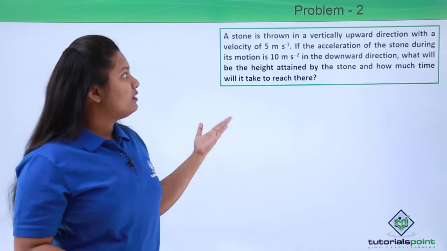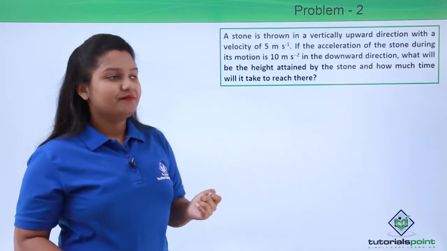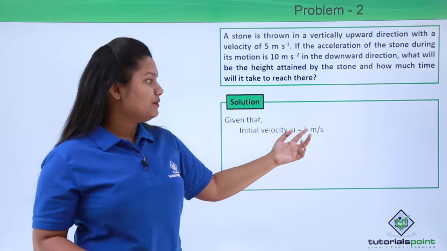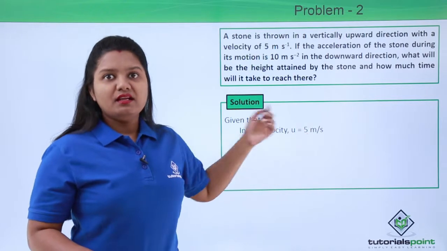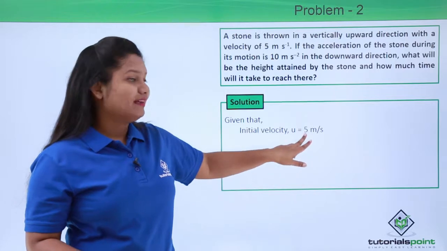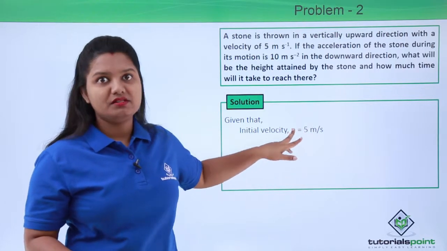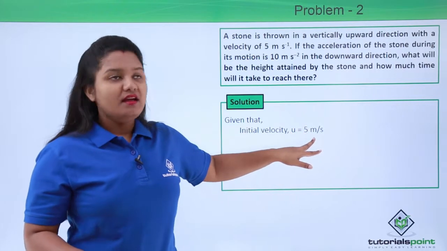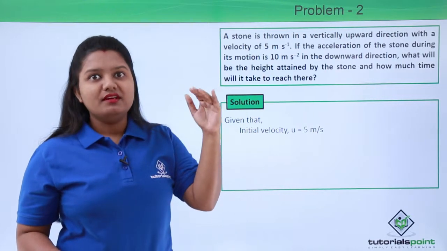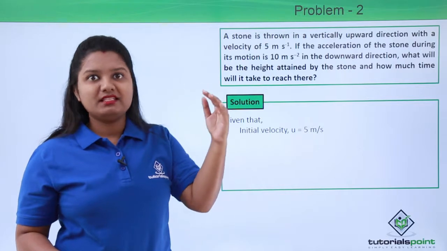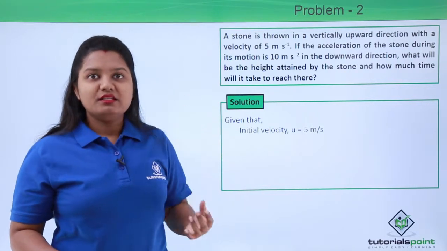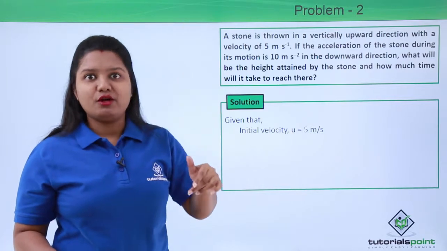So let us first of all write whatever is given in the question. Here we have the initial velocity to be 5 meters per second. The stone has been thrown upwards with a velocity of 5 meters per second, and that's the reason why we took the initial velocity to be 5 meters per second. Now we need to find the maximum height attained by the stone. The point of maximum height will be our final point, and at that point the stone stops for a while and then it drops down.